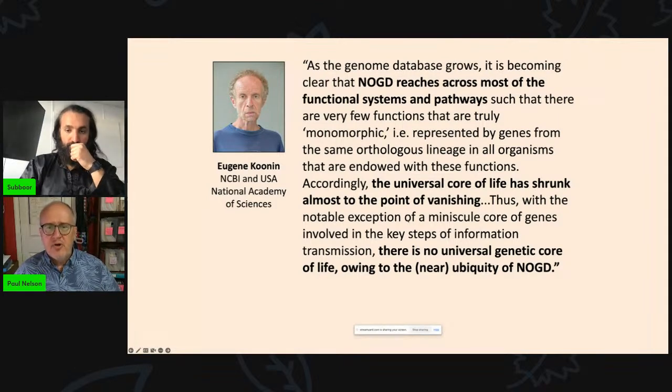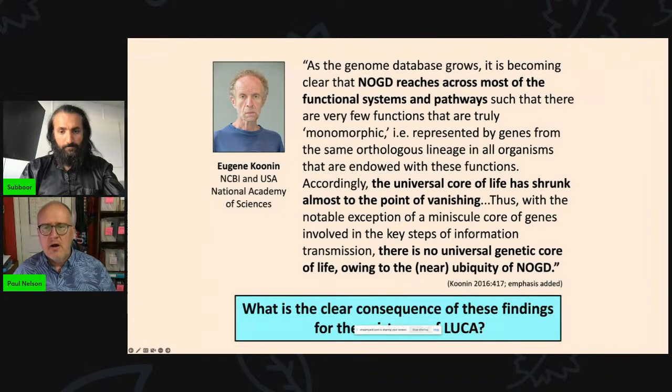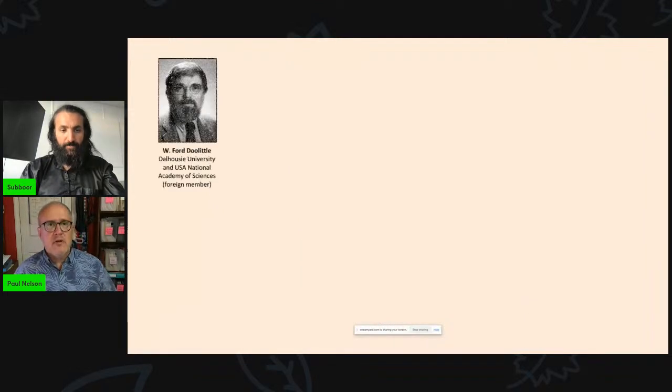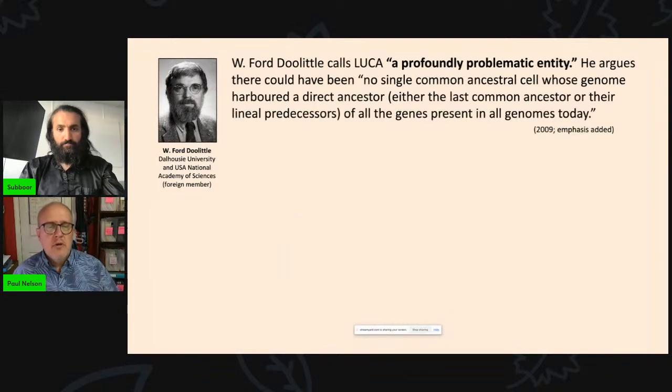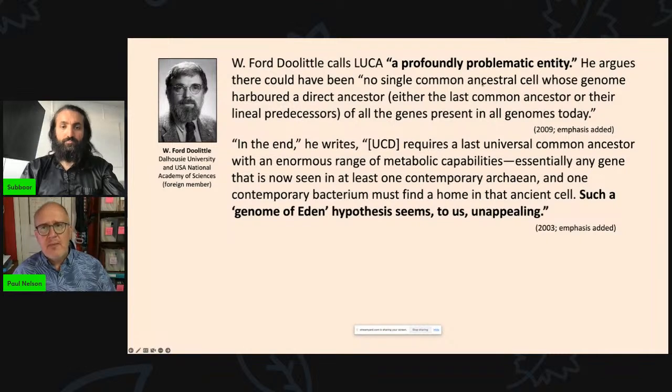With the exception of genes and proteins involved in key steps in information transmission, there is no universal genetic core owing to the near ubiquity of non-orthologous gene displacement. Well, what are the consequences of these kinds of findings for Luca? For Doolittle, the basis of this kind of signal and others says Luca is a profoundly problematic entity. It didn't exist. There was no single common ancestral cell that gave rise to all the genomes we see today.